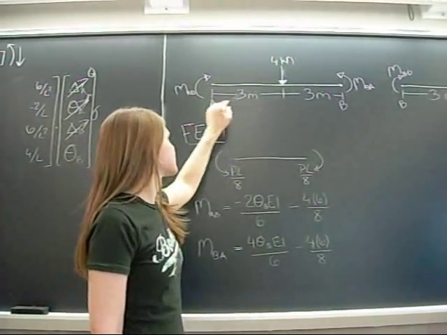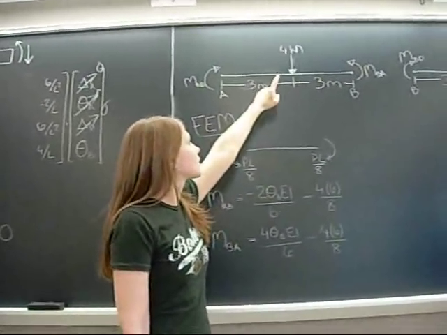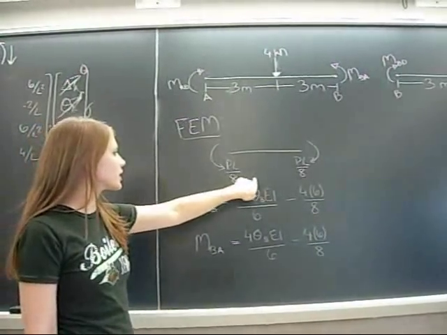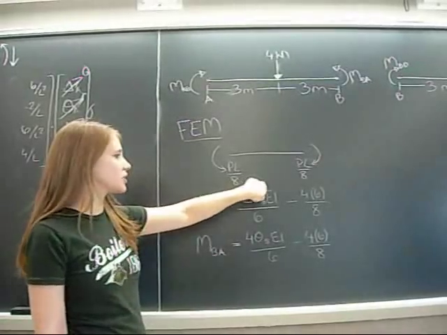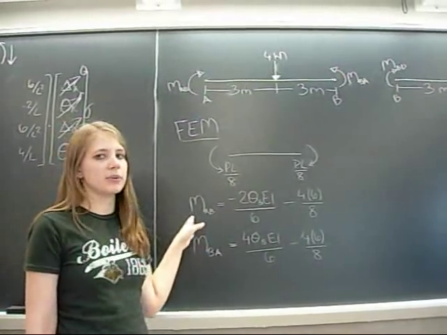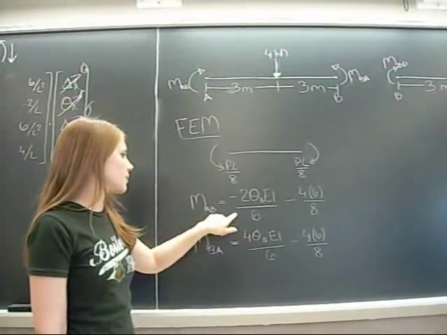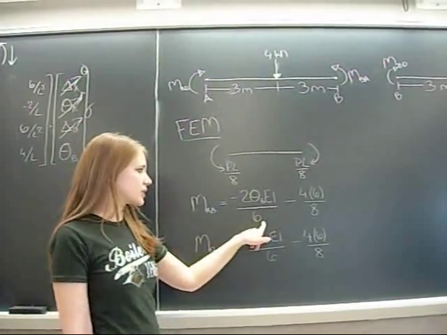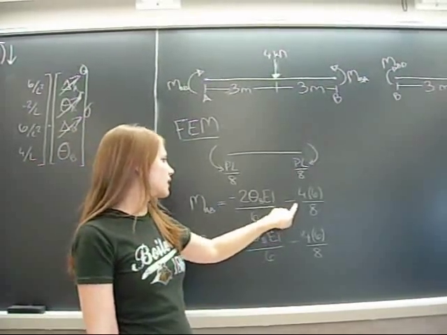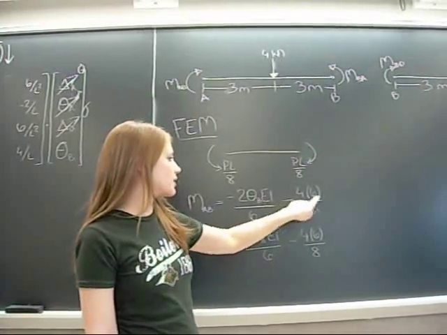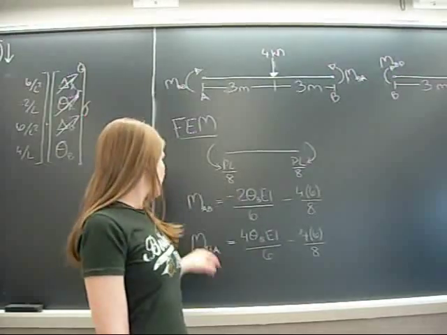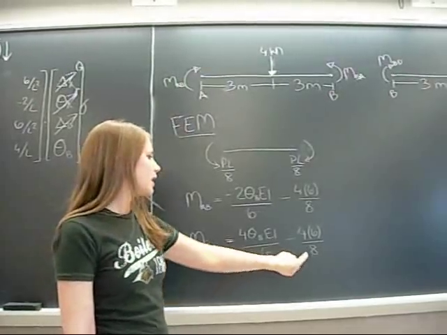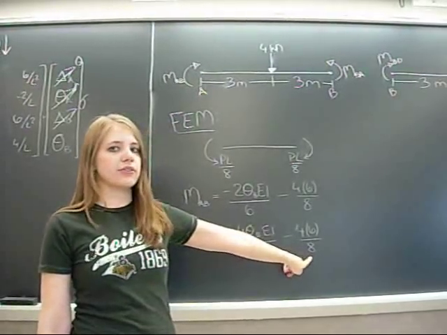Frame into different pieces, and right here we have the section from A to B with a loading in the middle. The fixed end moments from the back of the book are here, and they're opposite the sign convention that we use, so when we put them into the equation, we're going to put them in as negative. Based on the matrix that we had before, we get MAB equals negative 2 theta B EI over 6, and based on the fixed end moments, we subtract 4 times 6 over 8, this is PL over 8. And then for the moment BA, we get 4 theta B EI over 6 from the matrix, and we get negative 4 times 6 over 8 from the fixed end moment.